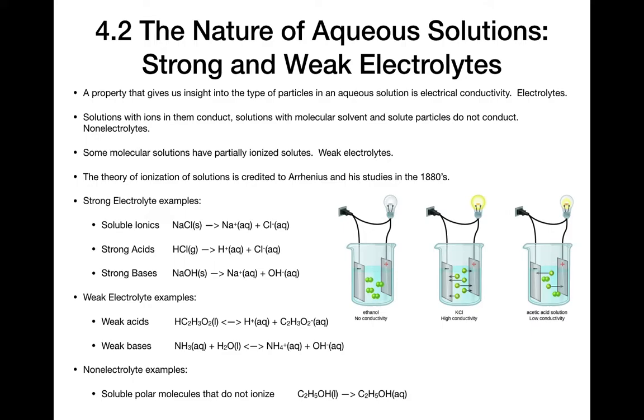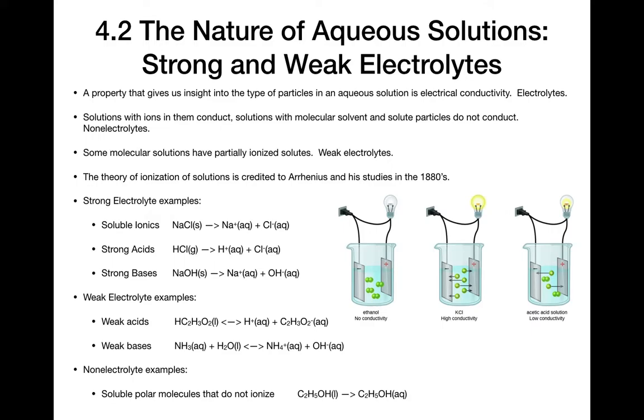Remember, we say the word dissociate for ionic compounds and ionize for covalent compounds. HCl is covalent, so we say it ionizes. And strong bases like sodium hydroxide dissociate completely into Na plus and OH minus. So when we say strong acid and strong base, we mean that they are strong electrolytes.